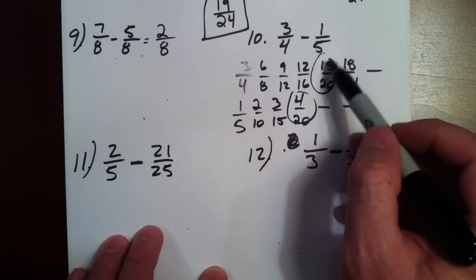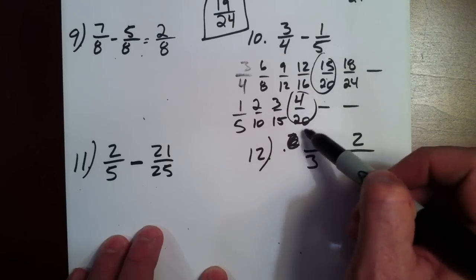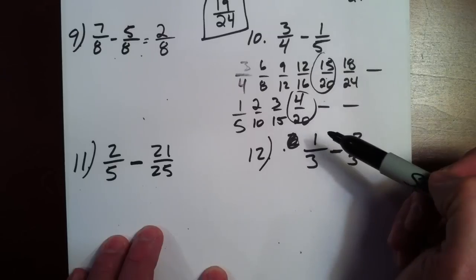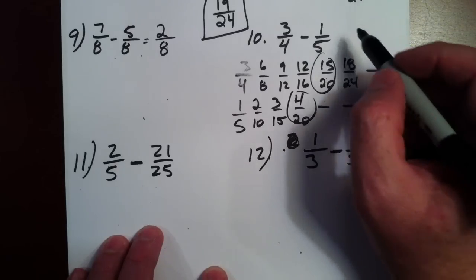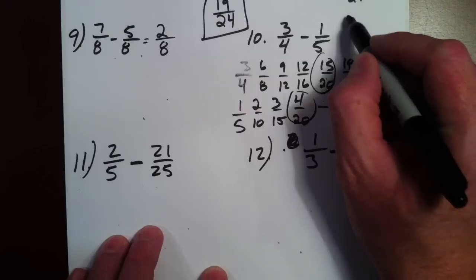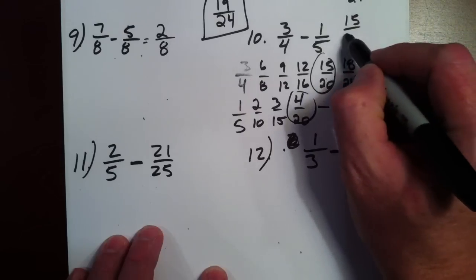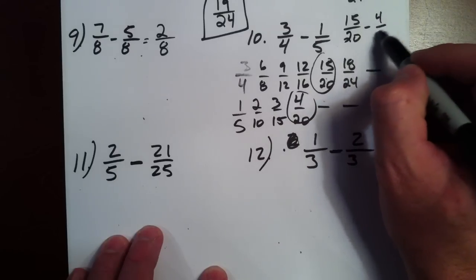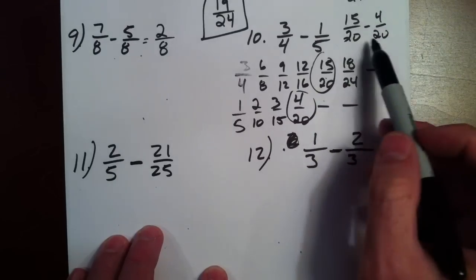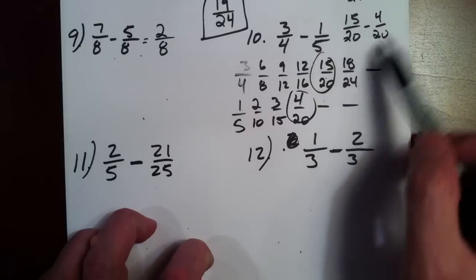3 over 4 is the same as 15 over 20, and we know 4 over 20 is the same thing as 1/5. So let's make sure we rewrite it correctly. Now we've got 15 over 20 minus 4 over 20. And remember, we don't have to worry about the math on the bottom anymore. All we have to worry about is on top.